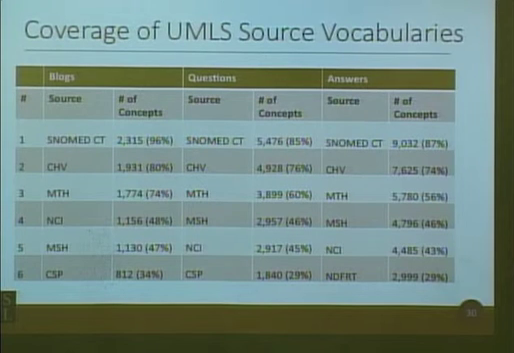And this is the coverage of UMLS source vocabularies on the poll, blog posting, and social question answer datasets. We found that SNOMED CT has the best coverage. Most of the covered concepts are covered by SNOMED, followed by CHV, MTH, NCI, MSH, and SCSV. Even though CHV is only about one-sixth the size of SNOMED CT, it still has pretty good coverage, which is actually pretty nice to see, right?